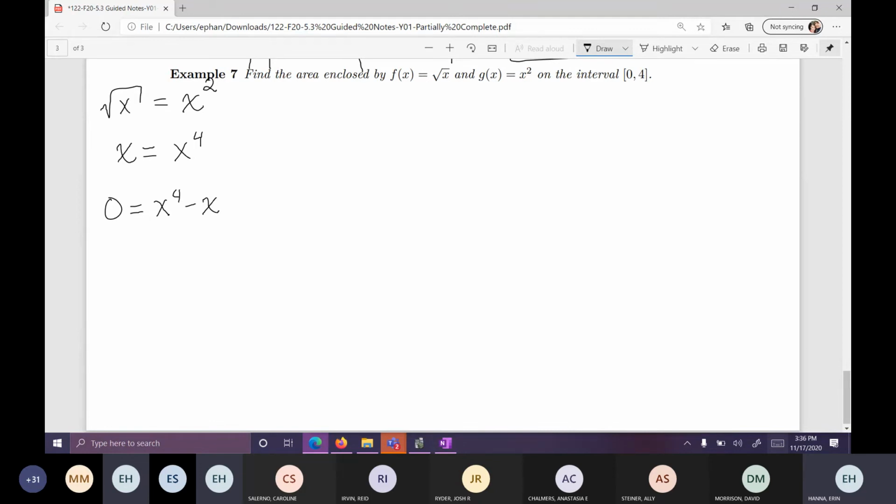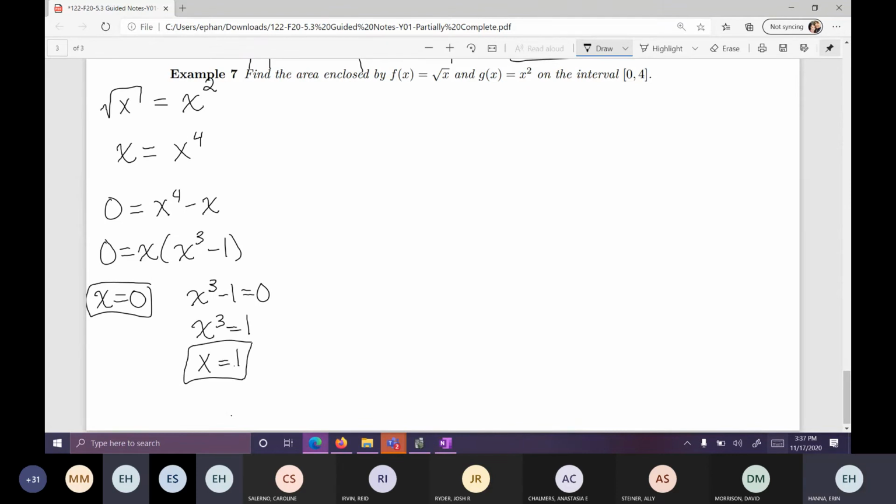So what you should do instead is collect all of the variables onto the same side of the equation. So instead of dividing by x, let's subtract it over to the other side. Because then what happens is we can pull x out of both terms. Then we can set each piece equal to 0. So we get x equals 0 and x equals 1.